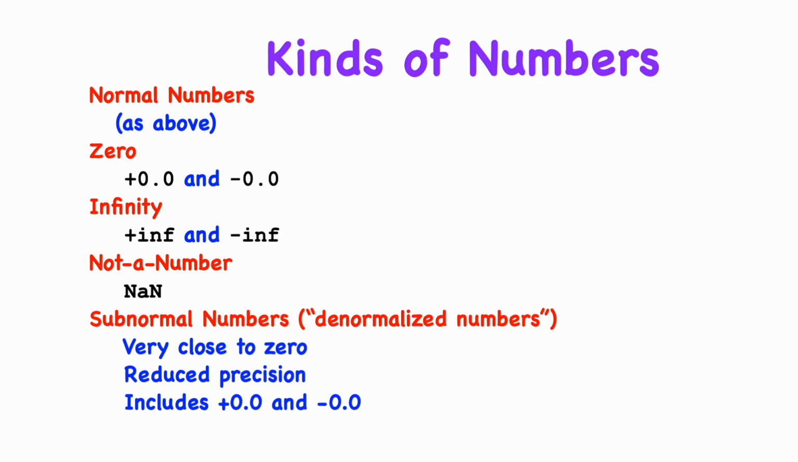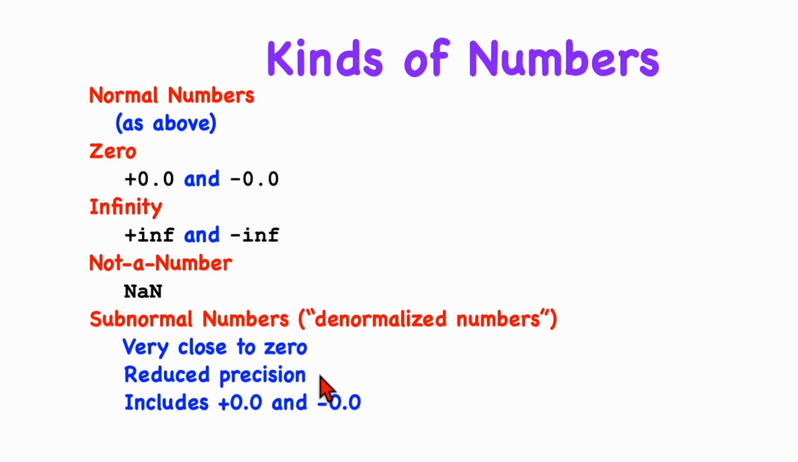With the floating point standard, there are actually several different kinds of things that we can represent. So far, we've just seen the representation of normal numbers, but we can also represent 0, infinity, not a number, and subnormal numbers, and these are distinguished by special values in the exponent field. With 0, the standard gives us both a positive 0 and a negative 0, and we also have positive and negative infinity, and we have something called not a number, and we have subnormal numbers, also called denormalized numbers. And these are numbers that are very, very close to 0.